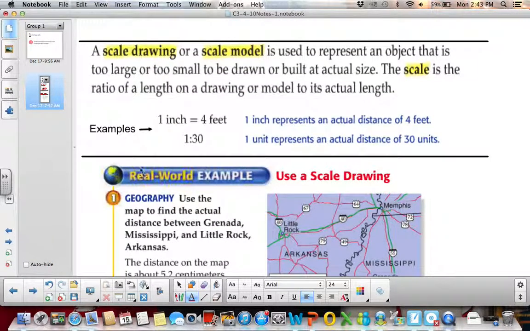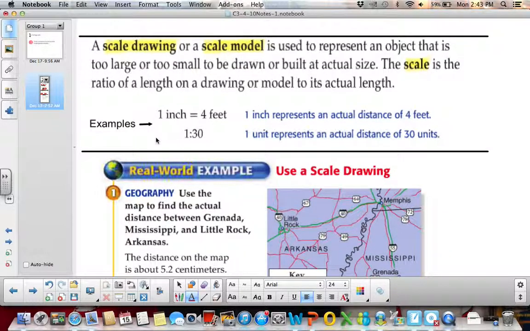A scale drawing or a scale model is used to represent an object that is too large or too small to be drawn or built at actual size. If you think of a map, obviously it is not built or drawn to size, it is drawn to scale. The scale is the ratio of the length on the drawing or the model to its actual length.